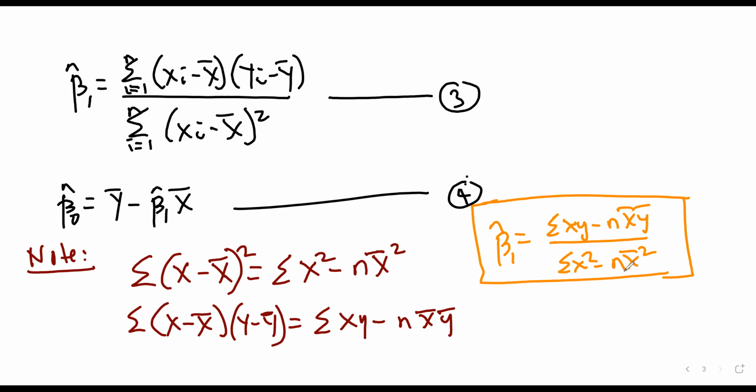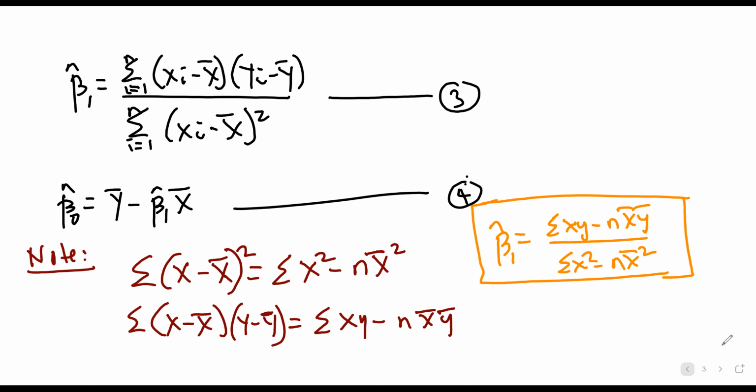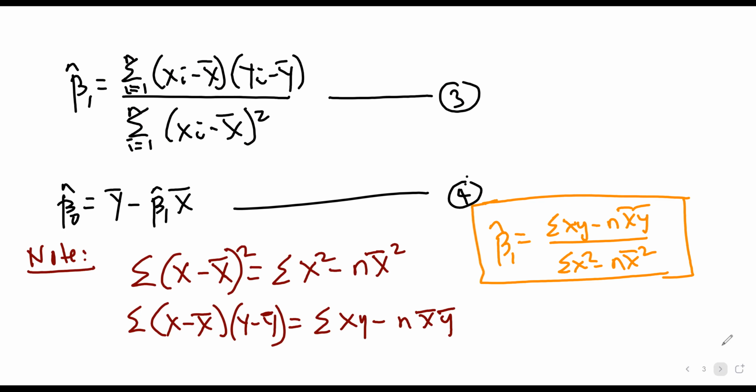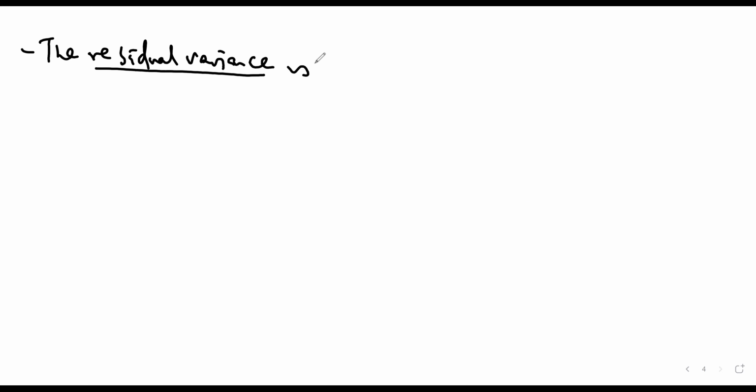Then the next concept that I want us to recall is what we call the residual variance. Remember, we said that there are 3 parameters that we need to figure out: beta naught, beta 1, and sigma squared. So here we talk about the residual variance, that is the variance of the error term. The residual variance is estimated by sigma hat squared, with a subscript e.